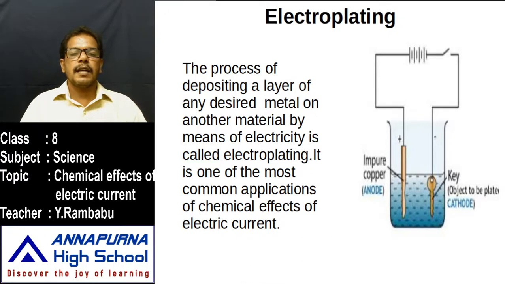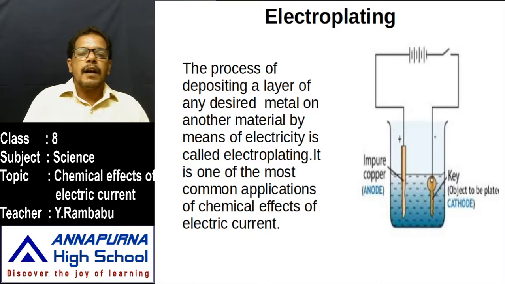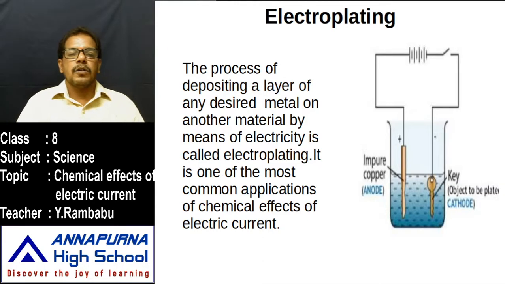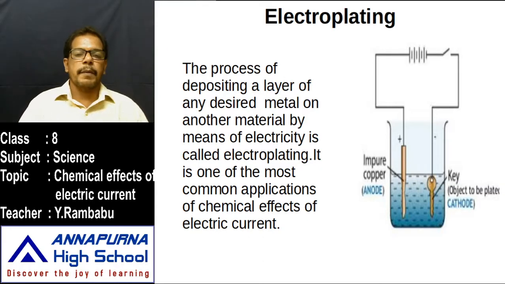Then what is this electrolysis process? In this process, a layer of any desired metal is given as a coating on another metal by passing electricity. That is simply electroplating. Observe in this diagram, at first this key is made of iron. Okay, and on the other electrode, what is there? A copper rod, or copper plate.